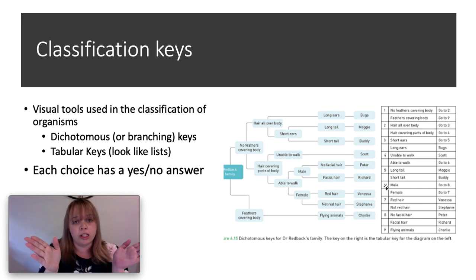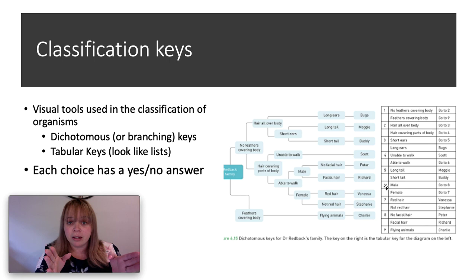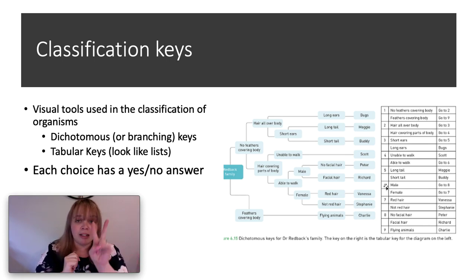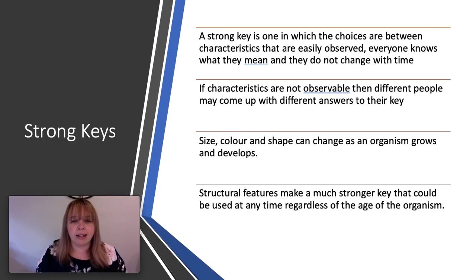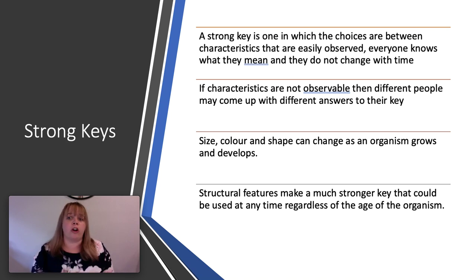I have 2 choices. Di for dichotomous. Di means 2 and cotomous means to cut. So this is a way of us cutting a group into 2. And the very last thing that we're going to go through are the characteristics of strong keys. So by strong keys, I mean really good ones that work.